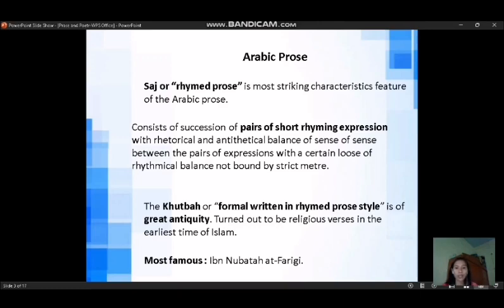So the khutbah or formal litany is rhyme prose style. It is of great antiquity. So one of the religious verses in the earliest time of Islam. So the most famous is Ibn Nabata al-Faridi.